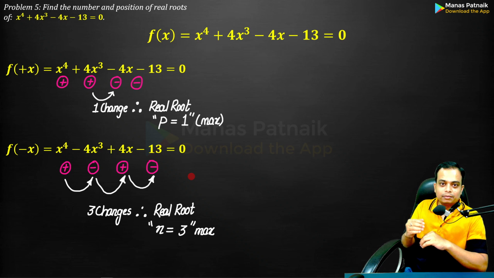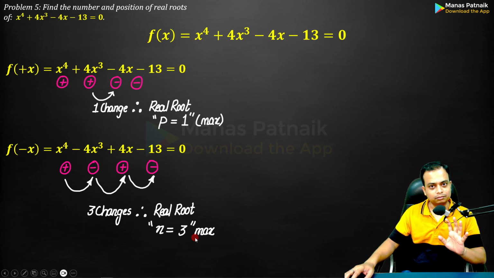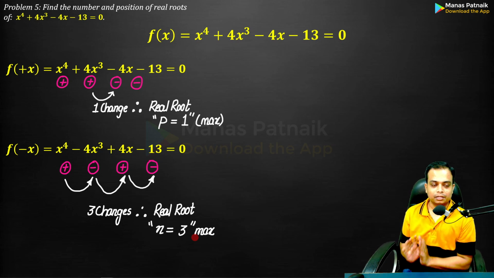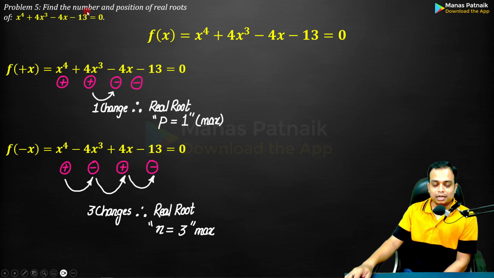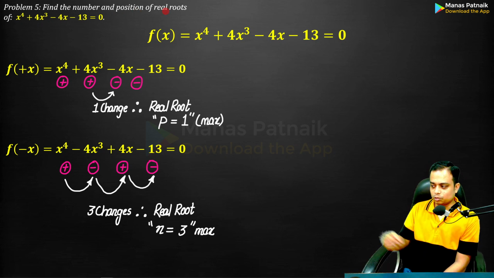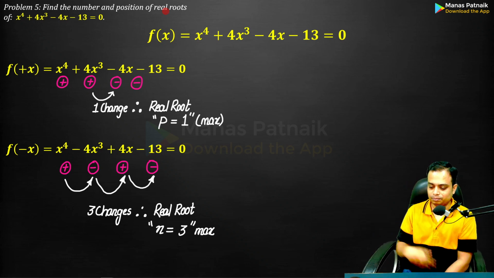So you can conclude that f of x cannot have more than 3 negative roots. Okay, 3 is the maximum value it can have. It won't go more than 3, rather it could be less than 3. Now, the first thing is over, the number. The second thing is position of real roots. Where do they exactly position themselves on the real number line? To work it out, how can you do that?